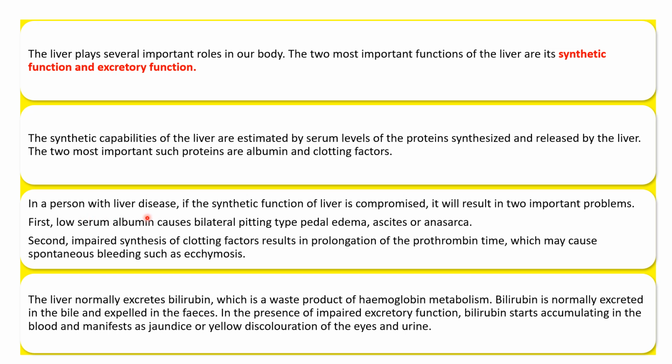So, in a person with liver disease, if the synthetic function of the liver is compromised, it will result in two important problems. First one is low serum albumin, which causes bilateral pitting type pedal edema, ascites or anasarca. Second one is impaired synthesis of clotting factors, which results in prolongation of the prothrombin time, which may cause spontaneous bleeding such as ecchymosis. So these are the things that happen when the synthetic function of the liver is compromised.